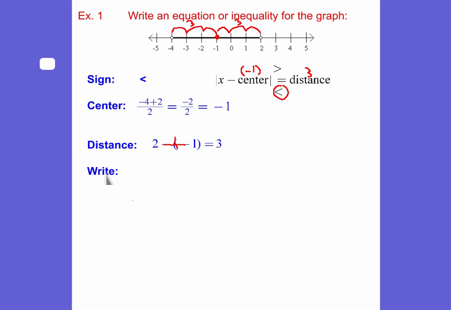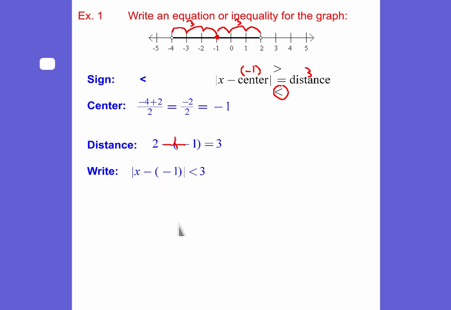So my next step is just to write my inequality. So plug in what I know, x minus my center, -1. We know that this is less than because it's shaded between. And my result is my distance, which is 3.